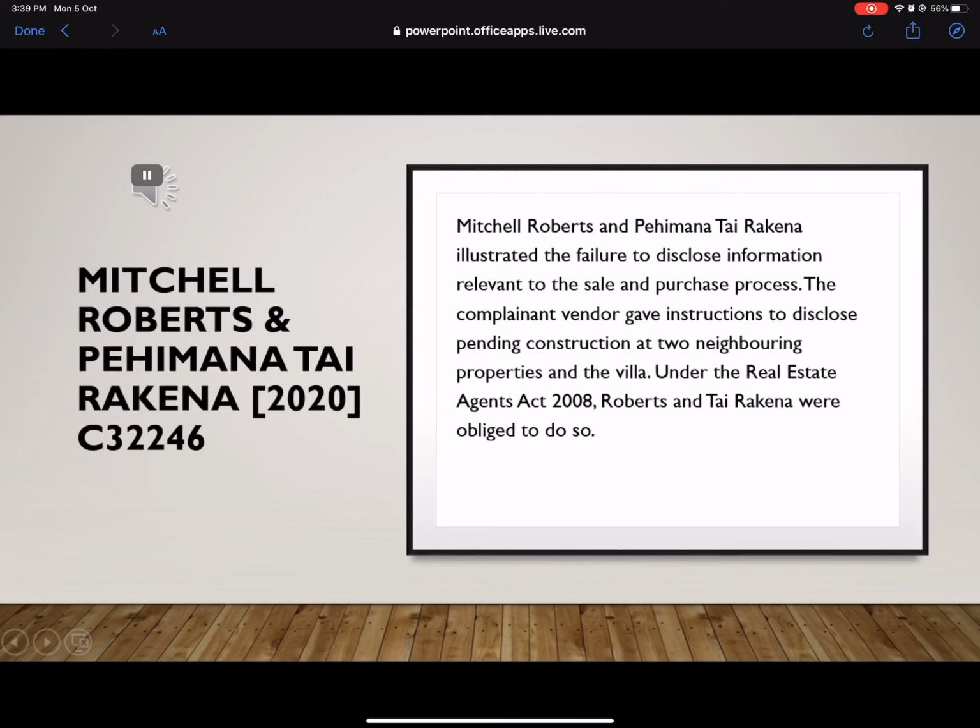While taking the vendor's property to market, Mitchell Roberts and Pehemana Tairakena failed to disclose relevant information to the sale and purchase process. The complainant vendor gave instructions to disclose pending construction at 2 neighbouring properties and the villa. Under the Real Estate Agents Act 2008, Roberts and Tairakena were obliged to disclose this information.